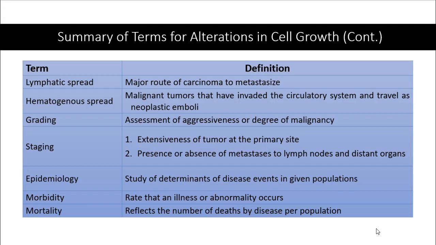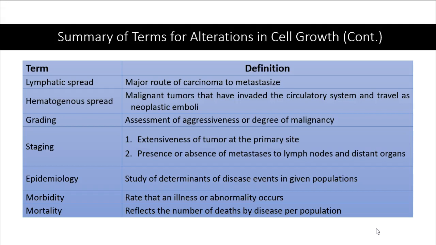So here are your terms. Lymphatic spread is the major route for carcinoma to metastasize. Hematogenous spread is when malignant tumors have invaded the circulatory system and travel as neoplastic emboli. Grading is the assessment of aggressiveness and degree of malignancy. For staging, we look at, one, the extensiveness of the tumor at the primary site, and two, the presence or absence of metastases to lymph nodes and distant organs.